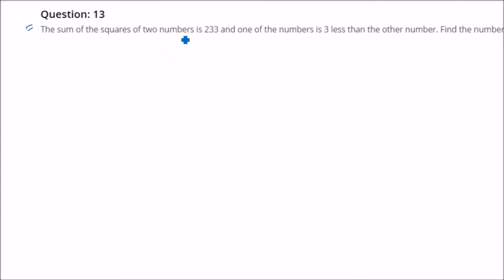Next question is, the sum of the squares of two numbers is 233 and one of the numbers is 3 less than twice the other number.